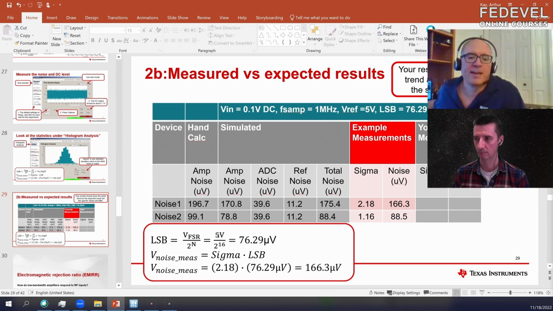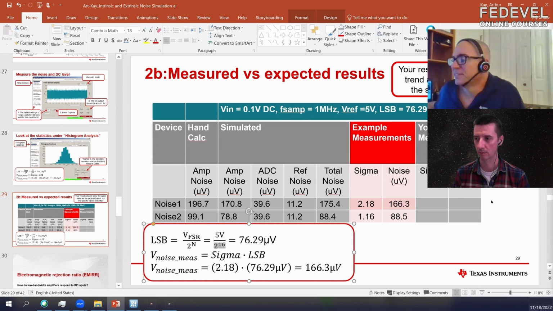The full scale range is 5 volts, and this is a 16-bit converter. So we take the 5 and break it into 2 to the 16th pieces, and it's 76 microvolts per bit. If we take the standard deviation that we measured, 2.2, and multiply it by 76, the RMS noise we're getting is 166. If we multiplied the 166 by 6, that would give us the peak-to-peak, or the code spread that we would expect.